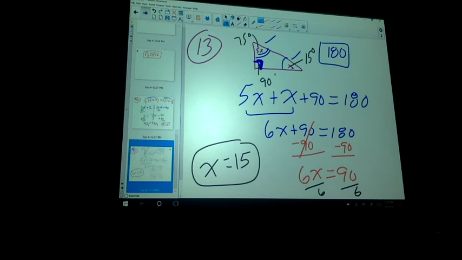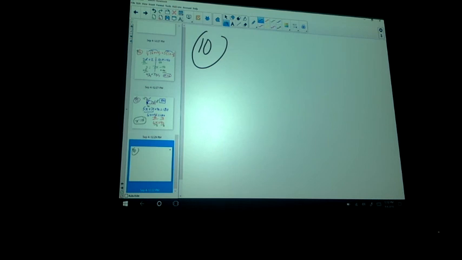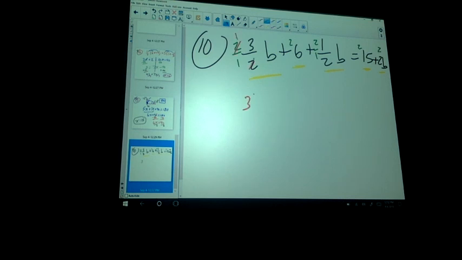Number 10. So I have 3 over 2 b plus 6 plus 1 half b equals 15 plus 2b. This is one I might think about clearing the denominator. So I have 1, 2, 3, 4, 5 terms. So if I multiply everything by 2, that's going to allow this to cancel. So that's going to give me 3b plus 12 plus 1b equals, that's 30 plus 4b.